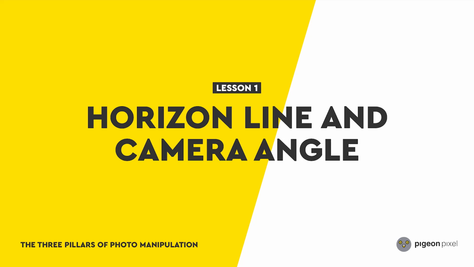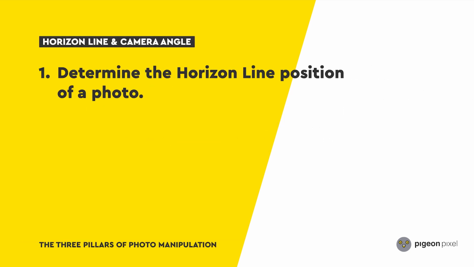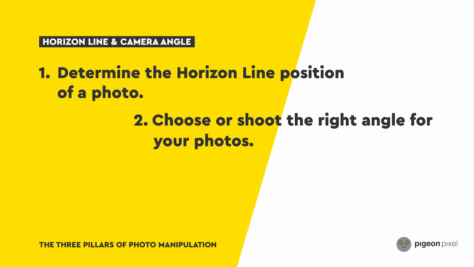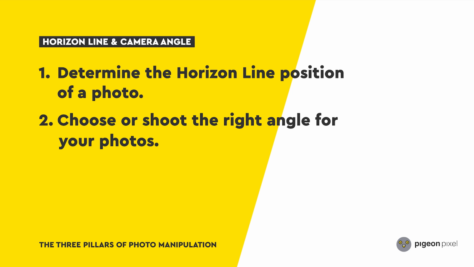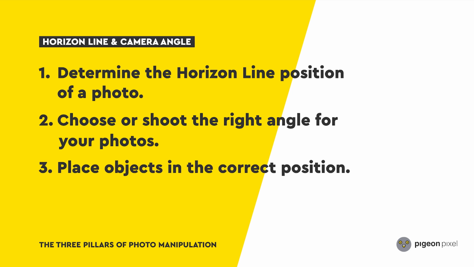Horizon line and camera angle play a key role when it comes to perspective. Understanding these two will help you determine the horizon line position of a photo. Choose or shoot the right angle for your photos, and place objects in the correct position.